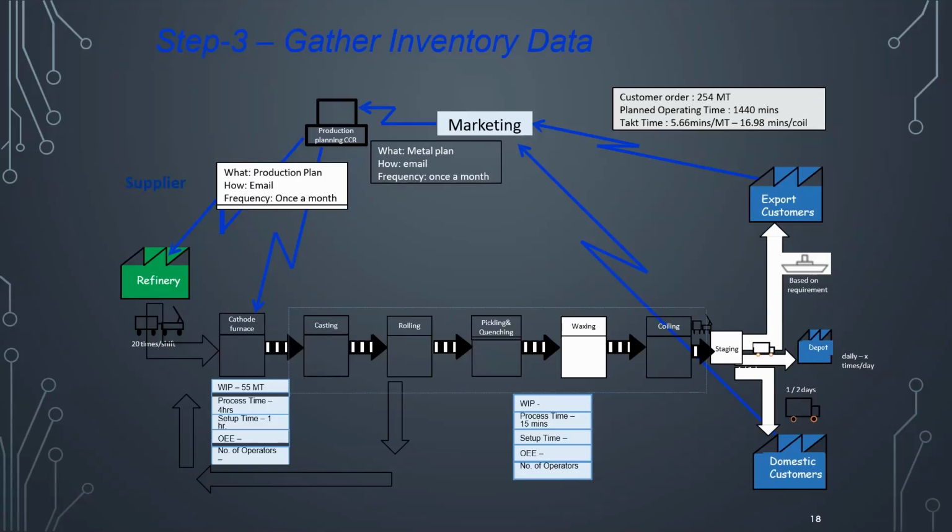Here we created a visual representation of inventory levels, such as the inventory level for cathode furnace is 0.16 days, the inventory level for casting is 9 metric ton, and the inventory for copper coil is 130 metric ton. The inventory for rejected cast bar is 0.02 days.